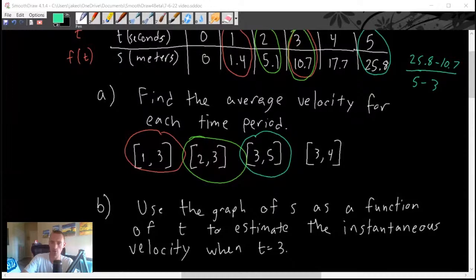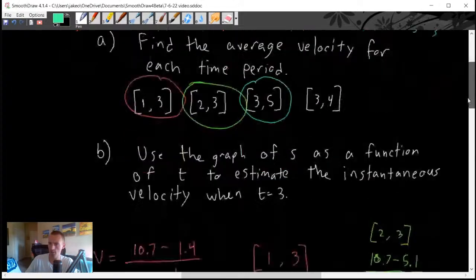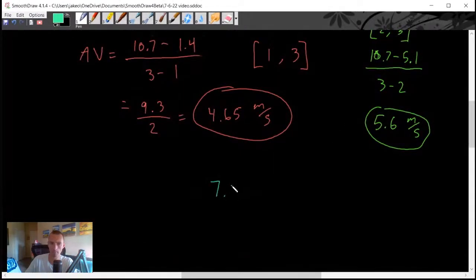All right, so 25.8 minus 10.7, and then divide that by 2 because 5 minus 3 on the denominator is going to be 2. That would give us 7.55 meters per second, and that is for the interval of 3 to 5.